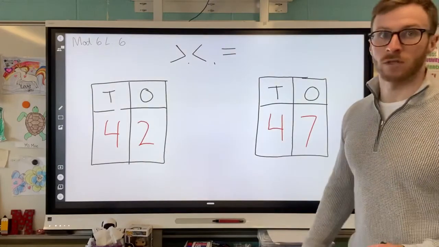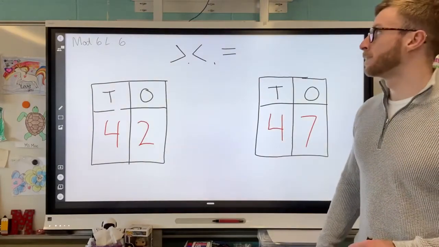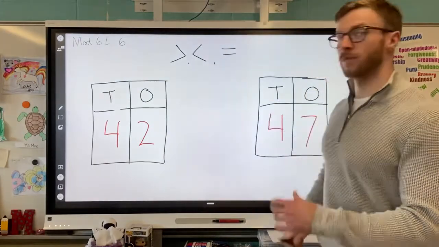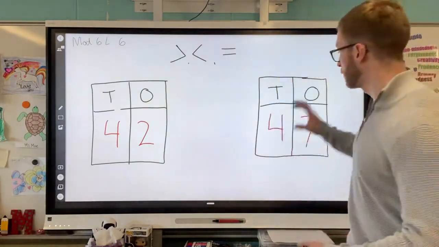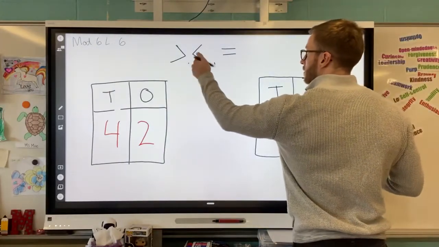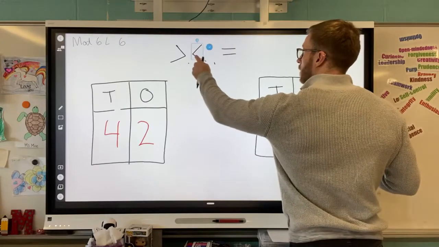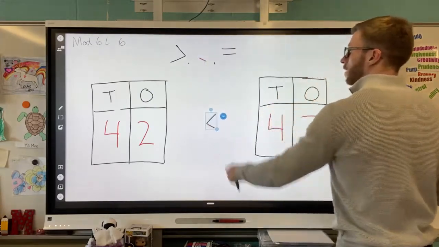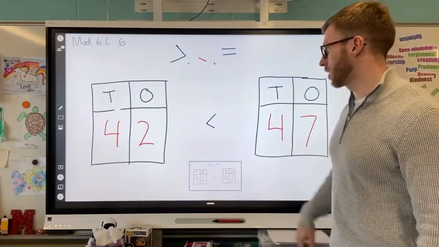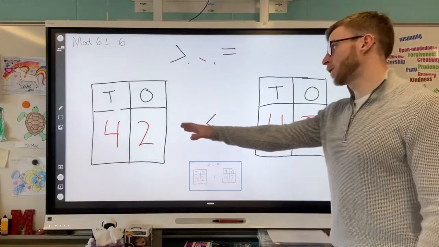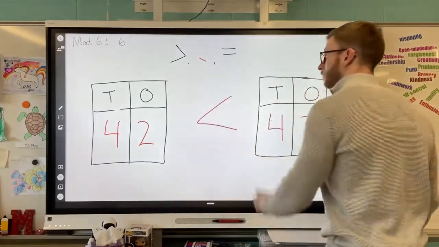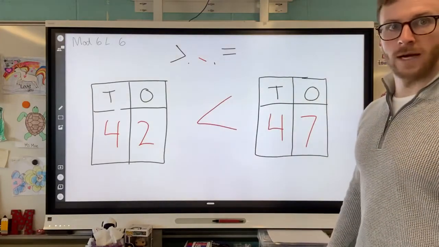So now I need to figure out which symbol to put in. This is the greater than. This is less than and equal to. Remember, I want the mouth eating the bigger number. If this is the bigger number, I'm going to have the mouth face this way. So I'm going to take this one, and move it into the middle. So it would look just like that. 42 is less than 47. Even make it a little bigger. There we go.